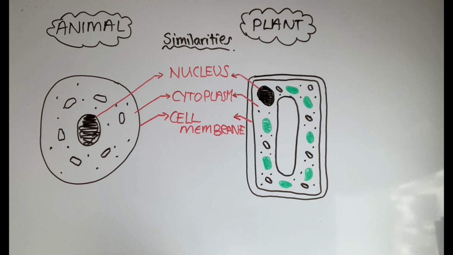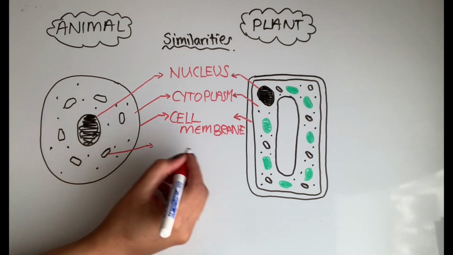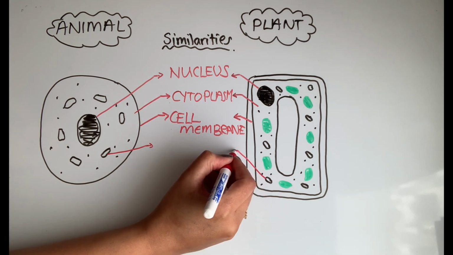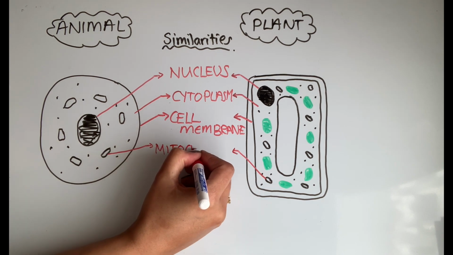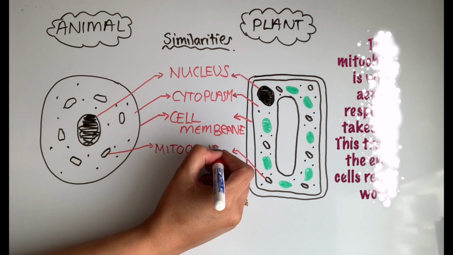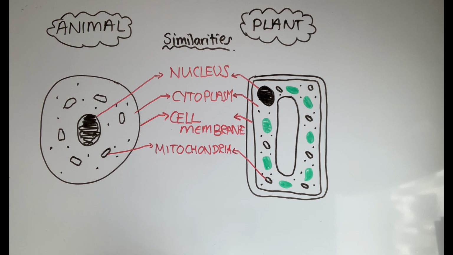Then another incredibly important part for both of these cells is the mitochondria. And the mitochondria is here. Let's write that down. Mitochondria. Again, the mitochondria are extremely important because this is where respiration happens. And obviously animal and plant cells both need respiration to produce energy.